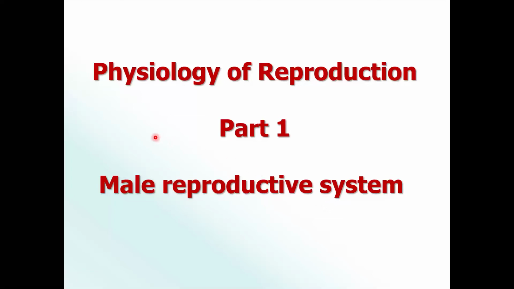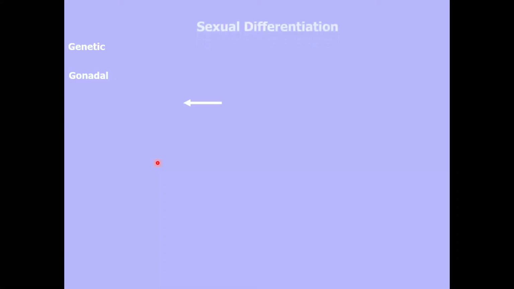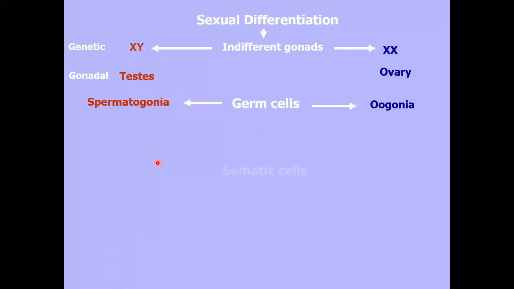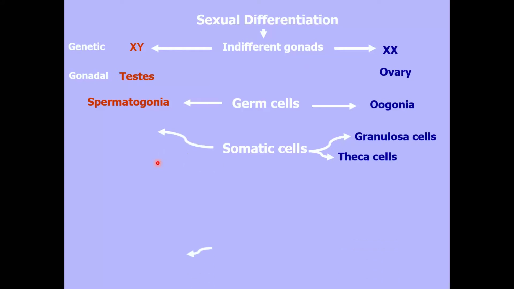Welcome to the first part of the physiology of reproduction. In this part, we'll describe the male reproductive system. Before we get into that description, let's talk about the sexual differentiation of the male and female reproductive systems.